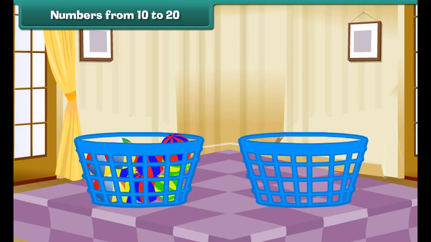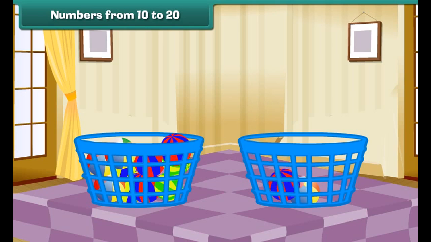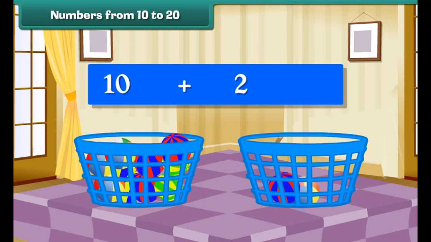Take a new bucket. Drop a ball into it. We now have a group of 10 balls and 1 ball. Group of 10 plus 1 makes 11. Drop one more ball into the second bucket. We now have a group of 10 balls and 2 balls. Group of 10 plus 2 makes 12.